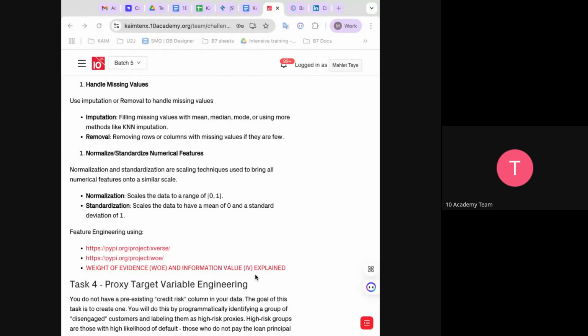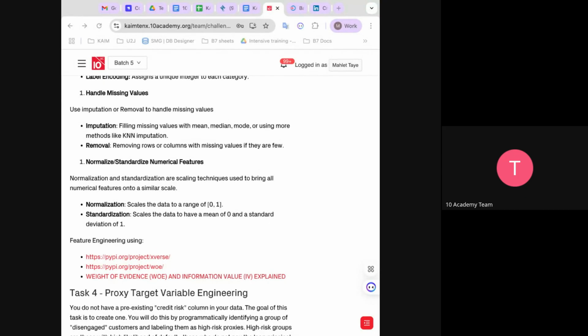And from this, we have this weight of evidence and information value, which you need to understand in terms of features. What does it mean by weight of evidence? What does it mean by the information value? So that must be understood in your features. You have to include the understanding of these two things, while they are alternatives for risk modeling.